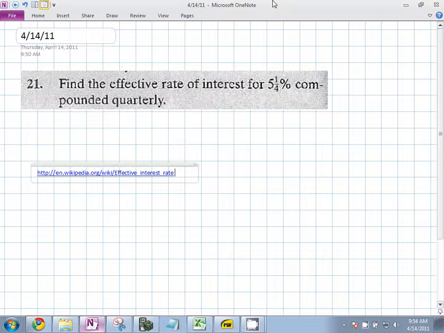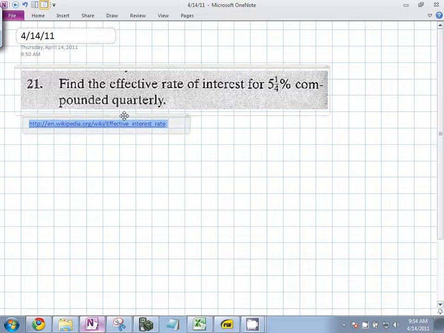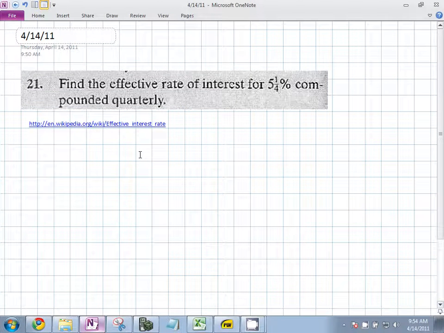Look it up if you don't know it. Look it up. That's all I'd like you to do. So you looked it up. Does anybody have any idea what effective interest rate means? Stan, what does it mean?